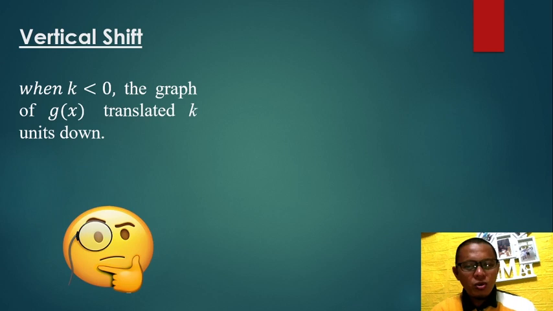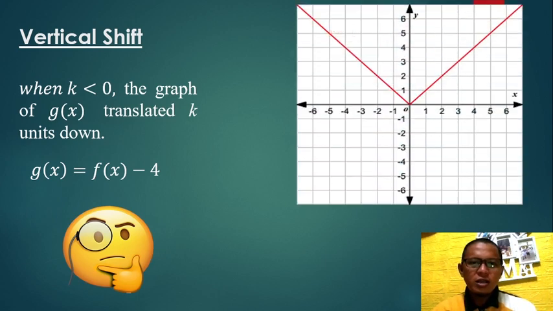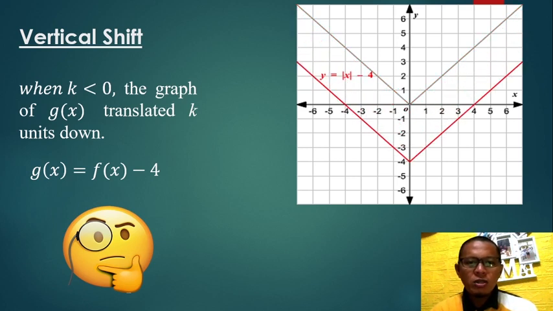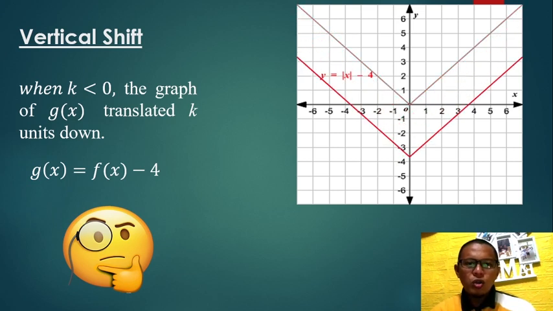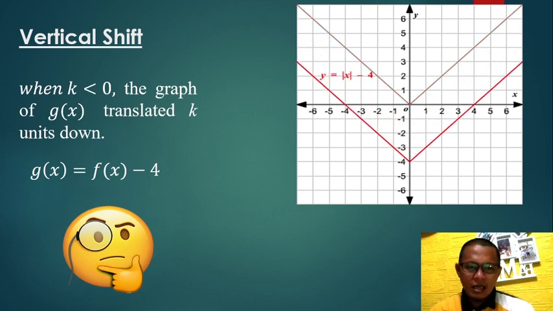When k is less than 0, the graph of g of x is translated k units down. So for example, g of x equals f of x minus 4. Since our k is less than 0, the graph of g of x is translated units down. So this is the graph. If our f of x is equal to the absolute value of x, then we subtract 4, your graph is translated units down. Alright?